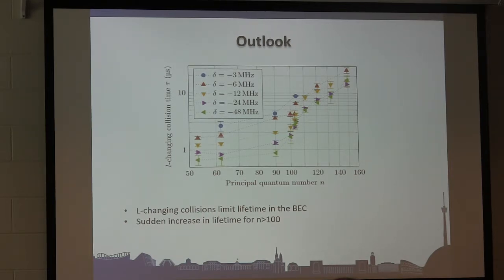So, this L-changing collision time we measured for a wide range of n quantum numbers, and as I mentioned, we want to go to higher quantum numbers to have a large Rydberg orbit. Actually, we are quite lucky that in this range of high quantum numbers the lifetime is close to 10 microseconds, and this can already be enough to imprint the wave function of the condensate.